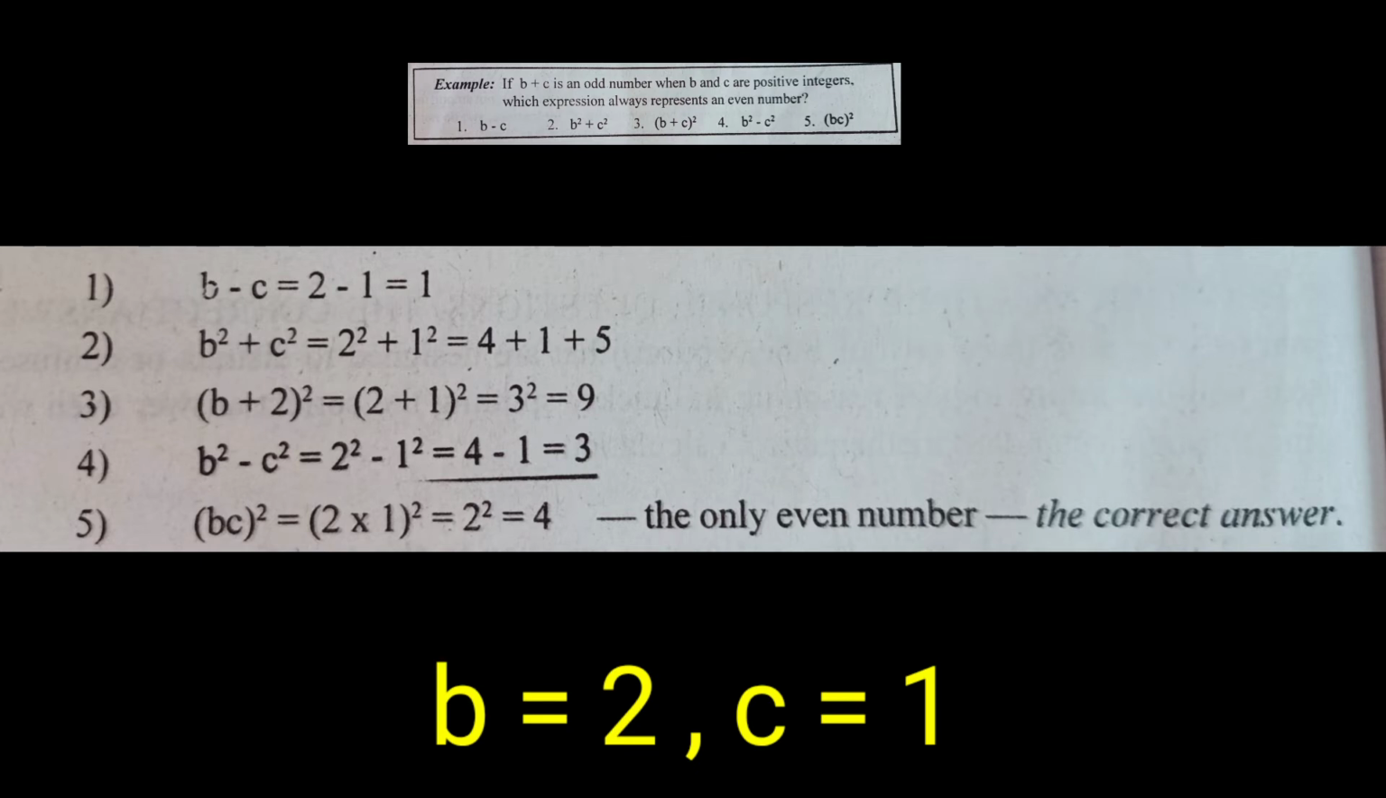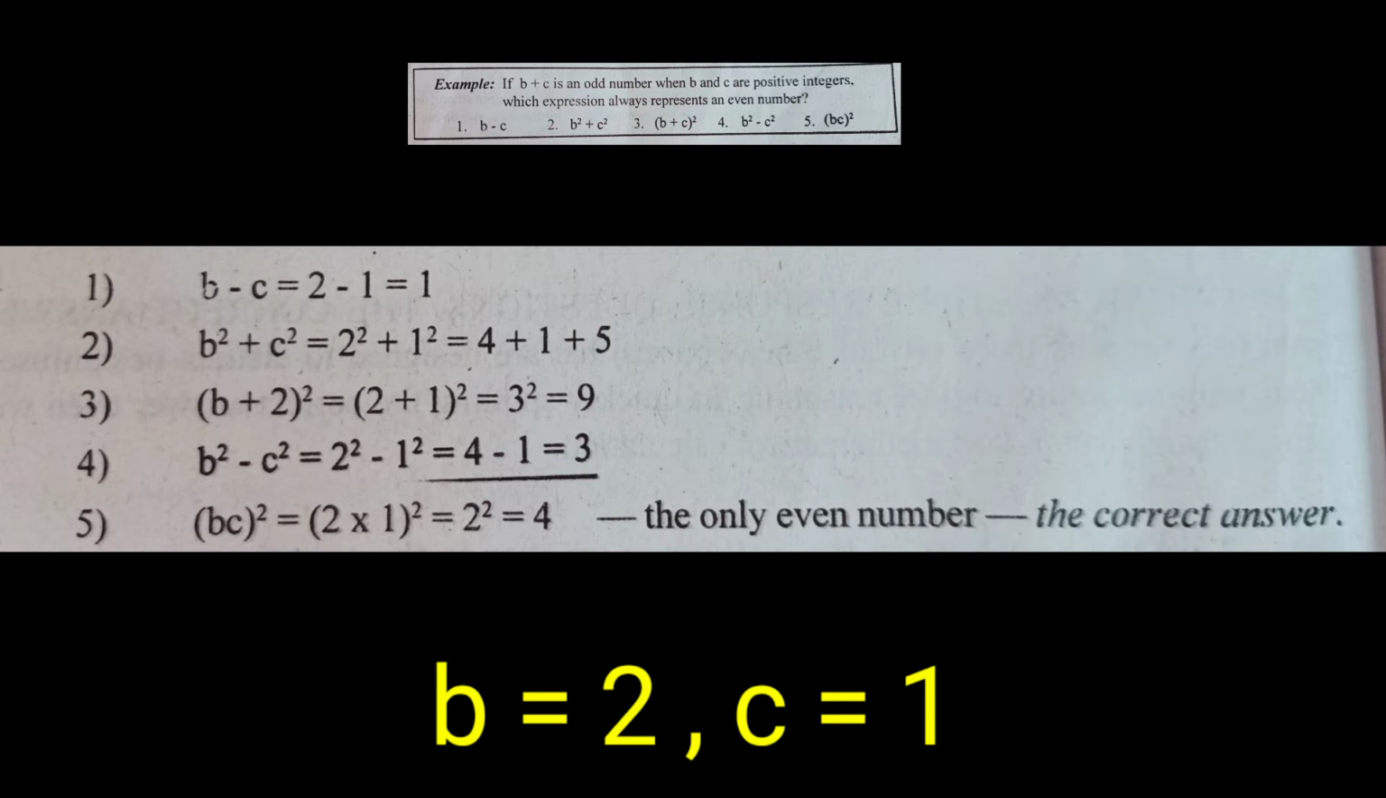Option 3, the quantity of b plus 2 that is powered by 2 is equal to the quantity of 2 plus 1 that is powered by 2. After substituting the numbers, we get 3 raised to the power of 2. Then we have 9. Still the answer is an odd number, so therefore this option is incorrect.